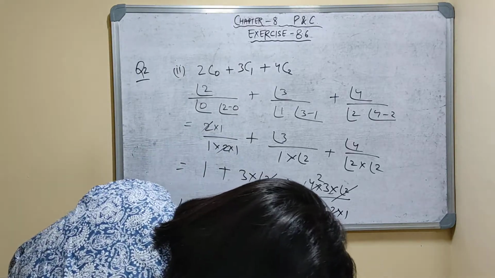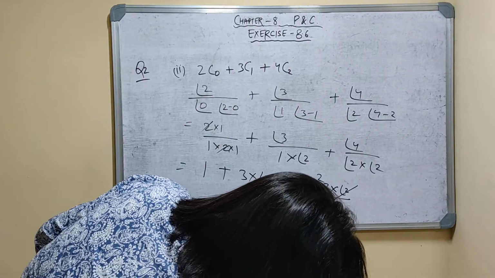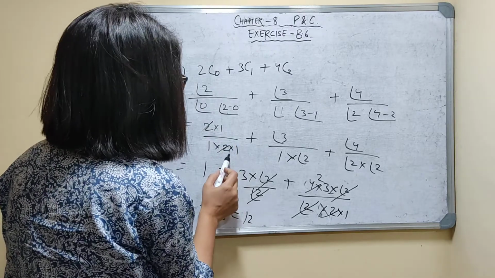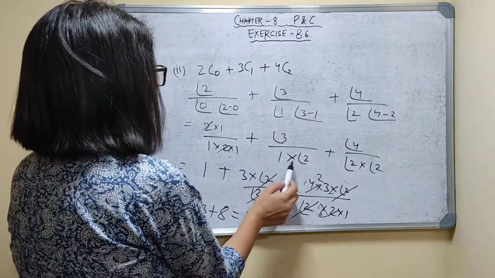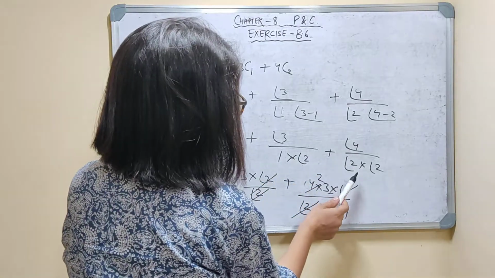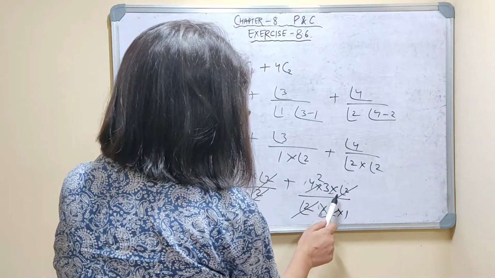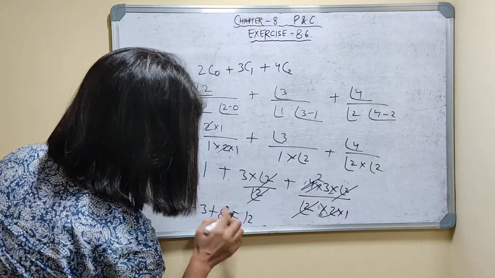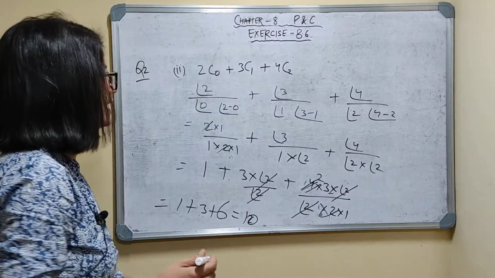Why is it wrong? I will check. 2C0 plus 3C1 plus 4C2. Second part: factorial 2 upon factorial 0, factorial 2 minus 0 is 2 only. Factorial 2 is cancelled, plus factorial 3 upon 1 into factorial of 2, so it is 3, plus here factorial 4 upon factorial 2 into factorial of 2. So factorial 2 into factorial 4 into 3. Here it is not 8, it is 2 threes are 6. Here I have made a mistake, that is 6. 6 plus 3, 9, 9 plus 1, 10. So the answer is 10. Second part is over.